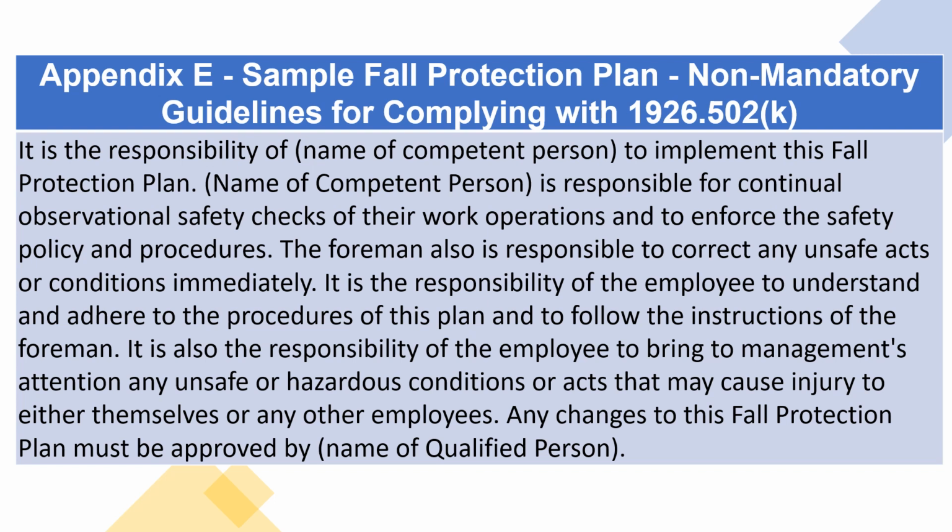It is the responsibility of the employee to understand and adhere to the procedures of this plan and to follow the instructions of the foreman. It is also the responsibility of the employee to bring to management's attention any unsafe or hazardous conditions or acts that may cause injury to either themselves or any other employees. Any changes to this fall protection plan must be approved by [name of qualified person].